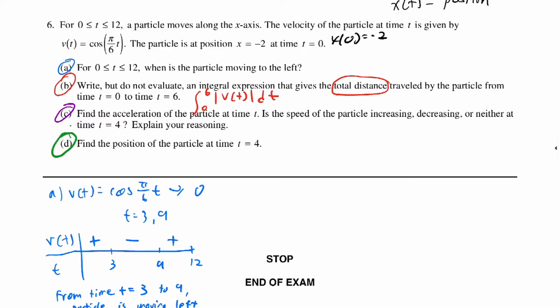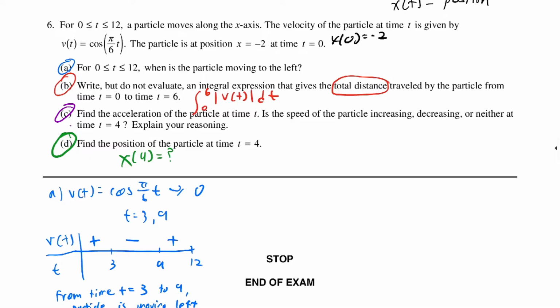So find the position. And by the way, this is a pretty typical velocity, particle motion FRQ. If you can do this, it's a good sign. So we need to find the position at time t equals 4. First write out what they're asking for. x of 4 is what they're asking for.